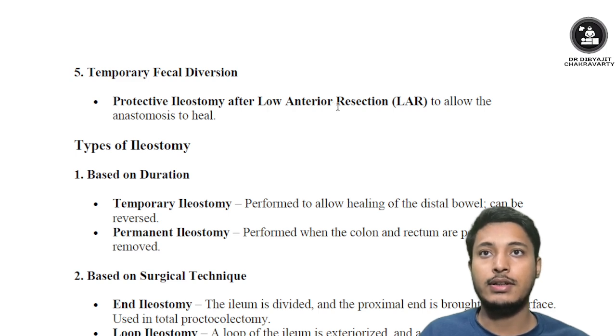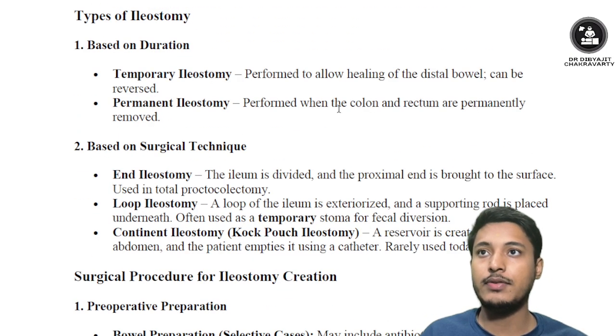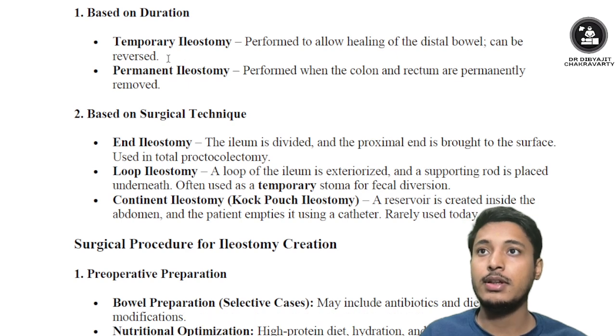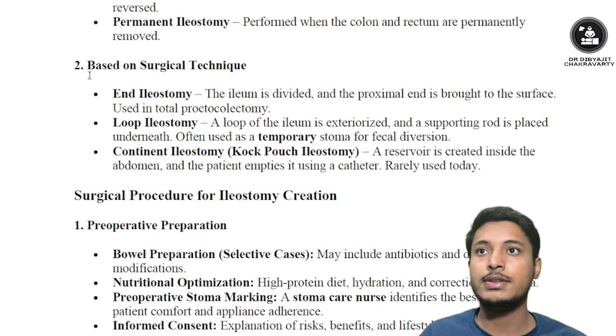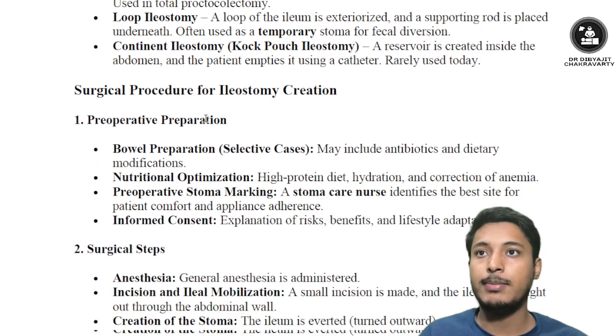in lower anterior resections. Types of ileostomy: based on the duration, it may be classified as temporary or permanent, as we have already discussed, and depending on the surgical technique, it may be an end, loop, or double barrel stoma.